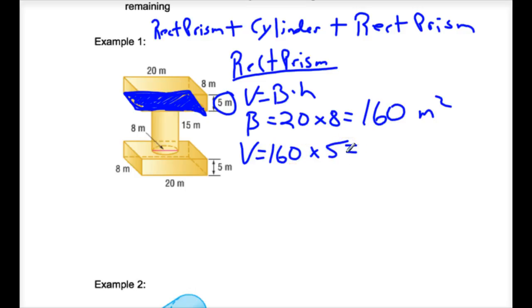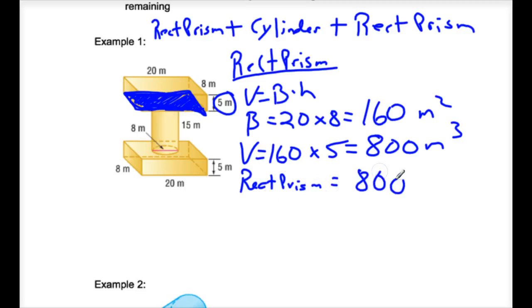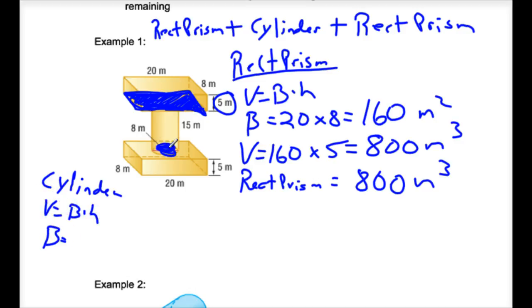Antonio, how much is it? 800. All right. There's the top rectangular prism. Is the bottom rectangular prism the same size? Yes. So the rectangular prism at the bottom equals 800 meters cubed as well. Now we've got to do that middle cylinder. Again, we're going to do big B times H. For big B, I'm going to shade in the circle, and I'm going to circle the height of 15.